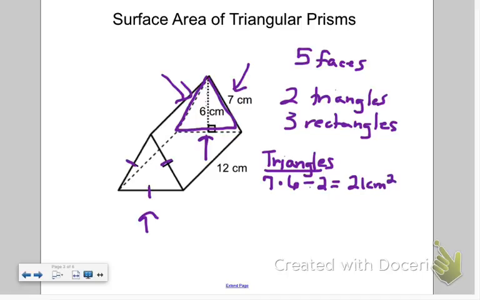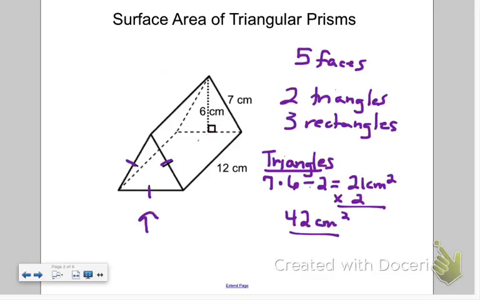But that's just for one triangle. I'm going to times it by 2 because I have 2 triangles. So the triangles are 42 square centimeters. So triangles are done. Now let's talk about the rectangles, those 3 rectangles.